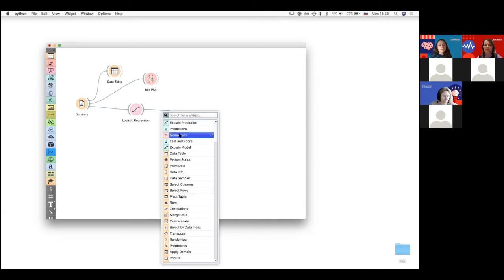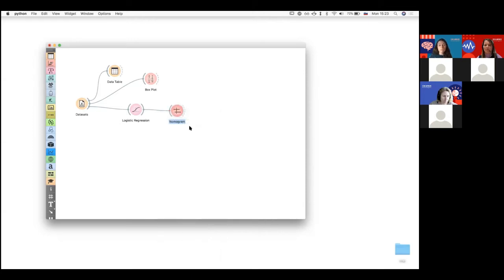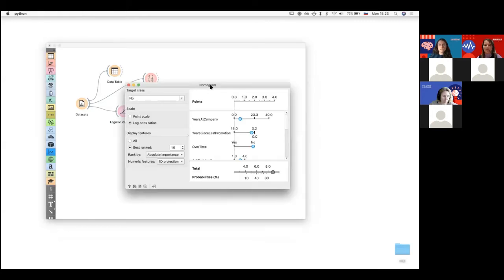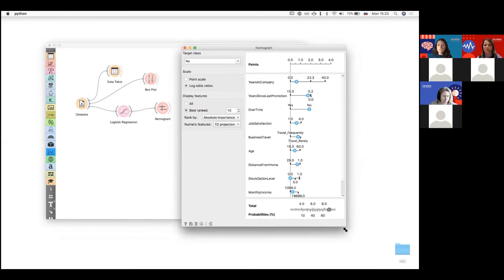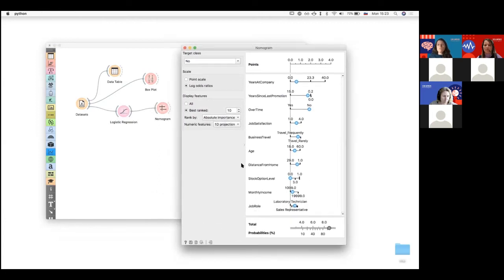So the way to show how logistic regression works is called a nomogram. A nomogram is essentially a visualization of model coefficients.